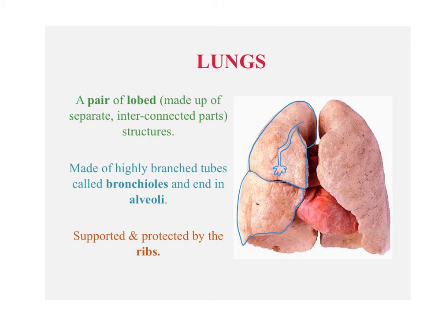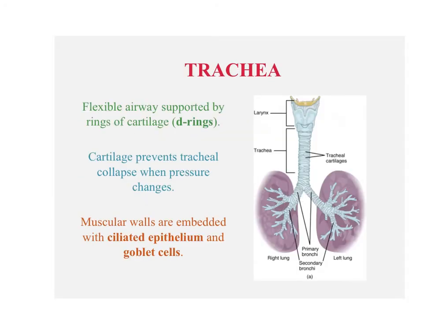And structurally they are supported and protected by the ribs. So support-wise, it means that we've got some tissues that stick to the side of the ribs where the intercostal muscles are and keep the lungs there. They're not sagging down due to gravity. The trachea is the organ or the tissue that enables gas inhalation and exhalation, and it's the passage from the mouth to the lungs themselves.